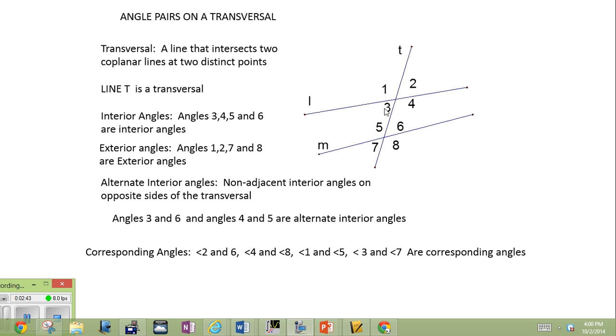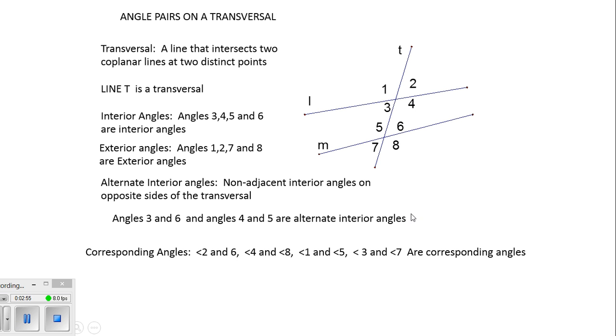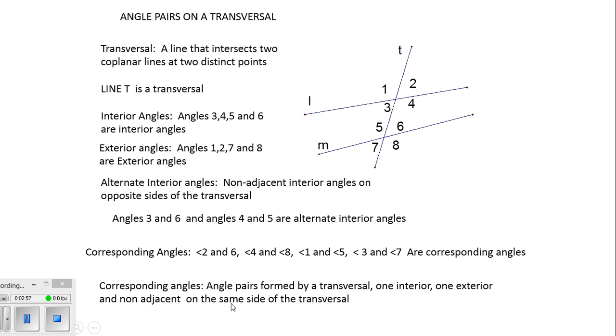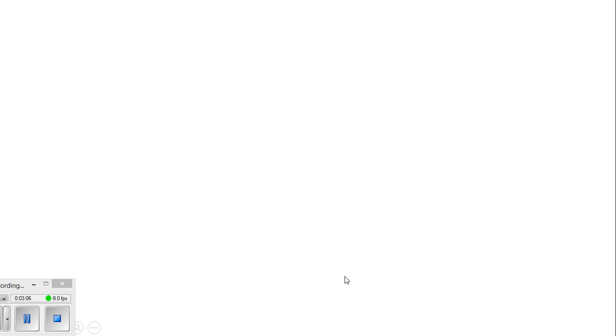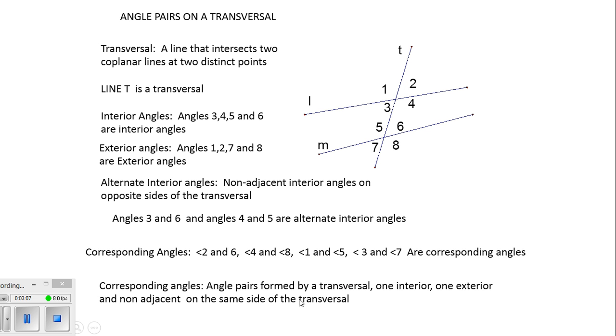Why not 1 and 3? Well, 1 and 3 are adjacent. They've got to be an interior and exterior, and they got to be non-adjacent. Remember, adjacent is next to each other. I bet you that's what our definition is. Corresponding angles: angle pairs formed by a transversal, one interior, one exterior and non-adjacent on the same side of the transversal, okay?